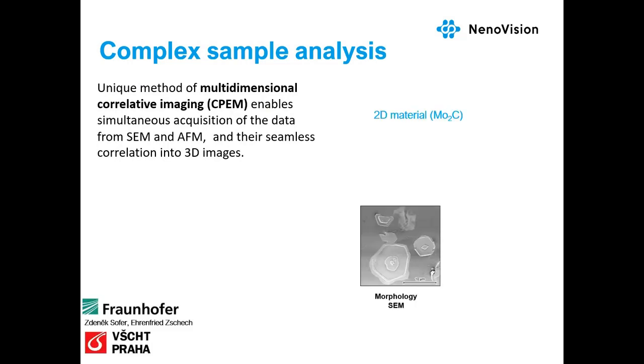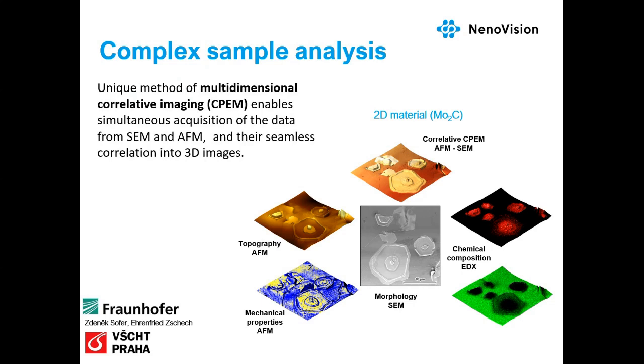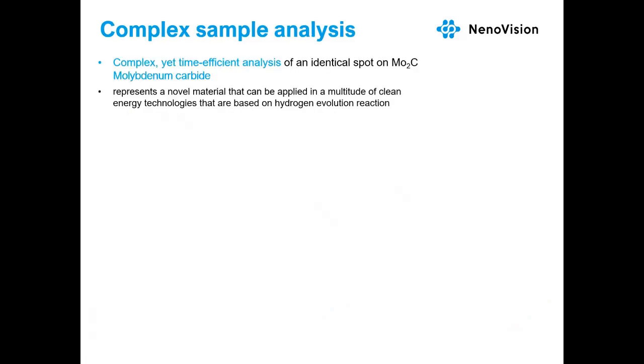As an example, I will use 2D materials, molybdenum carbide, which is a fancy 2D material, as you can see. And when I say complex analysis, I mean really complex analysis. Using the SEM and AFM, I can analyze the mechanical properties, I can analyze the topography, and I can, for example, analyze the chemical composition using EDX. And you can imagine there could be much more. So this is what I call complex analysis.